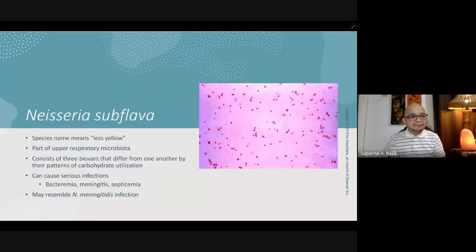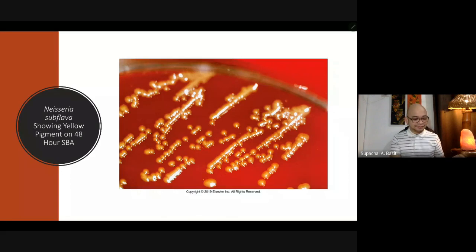And then Neisseria subflava. The term subflava means less yellow, and it is part of the upper respiratory microbiota, consisting of 3 biovars that are differentiated from one another by their pattern of carbohydrate utilization. It can cause serious infections, bacterial meningitis, and septicemia, and may also resemble Neisseria meningitidis infection. So kaya siya tinawag na subflava, less yellow, showing yellow pigment at 48 hours on sheep's blood agar.